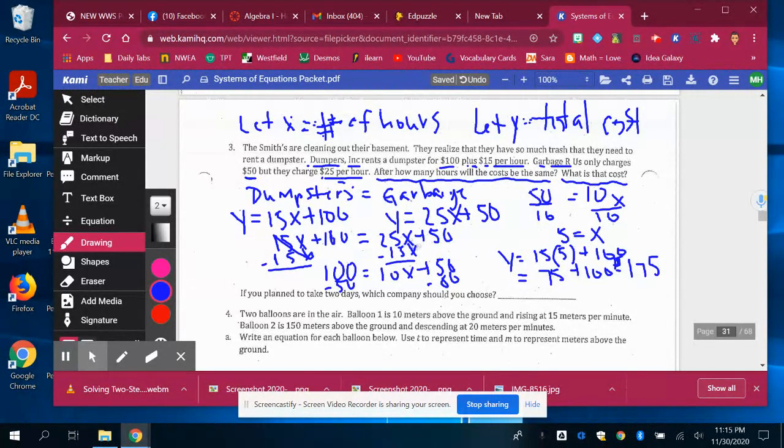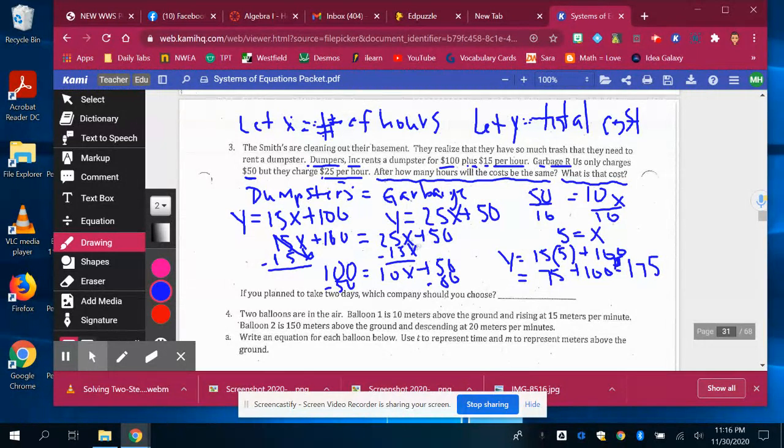Notice there's a little extra question down here. If you plan to take 2 days, which company should you choose? So if you were going to take 2 days with this dumpster, which company should you choose? If it's 2 days and we're talking about the number of hours, we would use 48. So 48 for x.